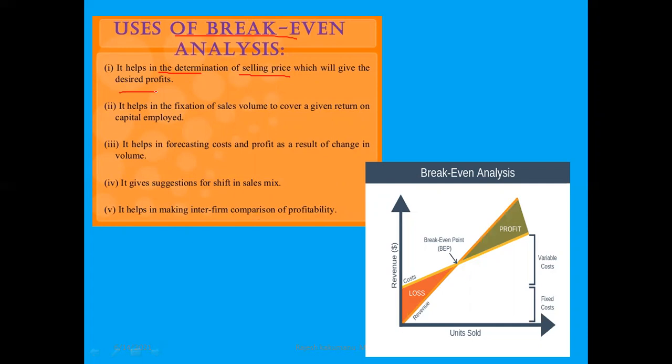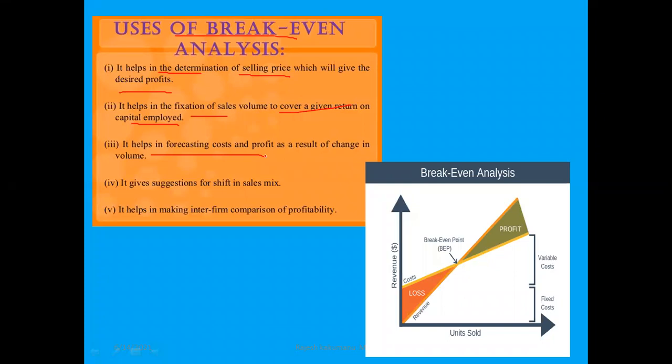Next point, it helps in the fixation of sales volume to cover a given return on capital employed. So definitely break-even analysis will help in the fixation of a sales volume to cover the given return. Third point, it helps in forecasting cost and profit as a result of change in the volume. So BEA helps in forecasting the cost. Forecasting means seeing in advance. Forecasting the cost and profit as a result of change in the volume.